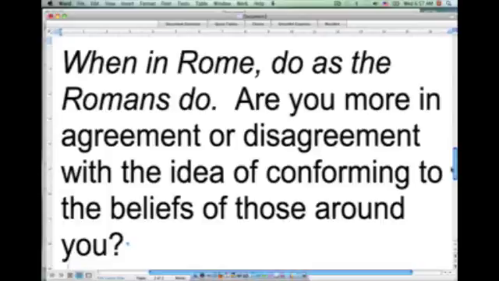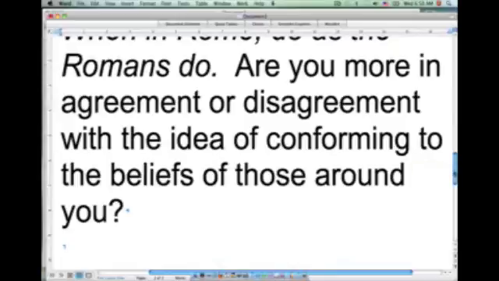And the question itself reads, are you more in agreement or disagreement with the idea of conforming to the beliefs of those around you? Which is kind of a broad question, so in our response we'll have to narrow it a little bit. But because it's so broad, it's easy for students to think, well, I kind of agree with this, and I kind of disagree with this. So I'm going to write a response that agrees and disagrees with this question. And my advice is not to do that. That will only cause you problems.